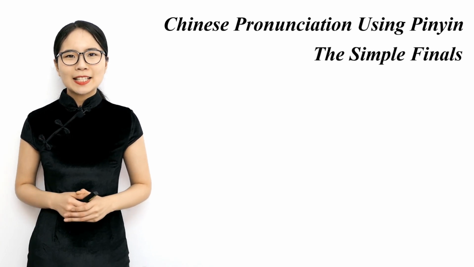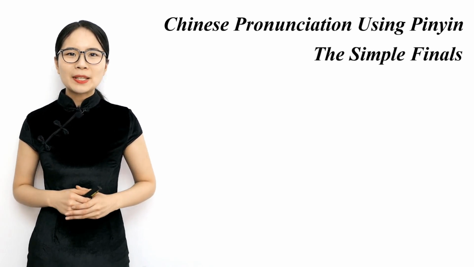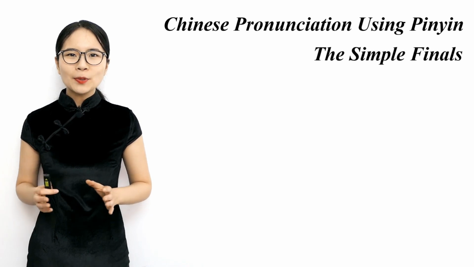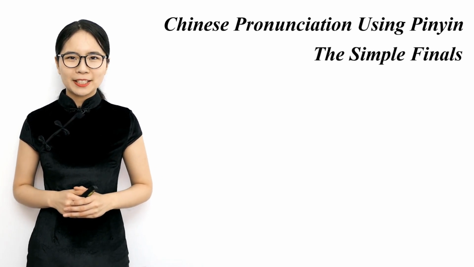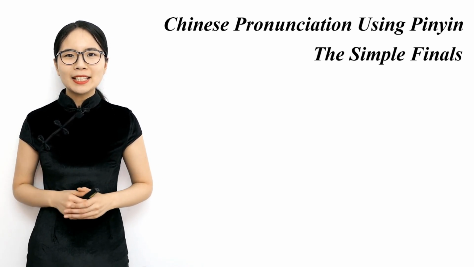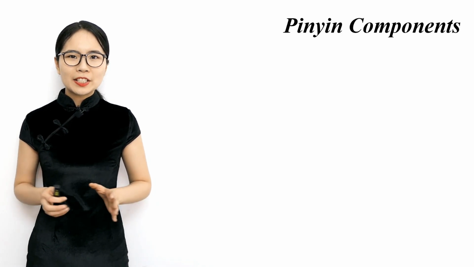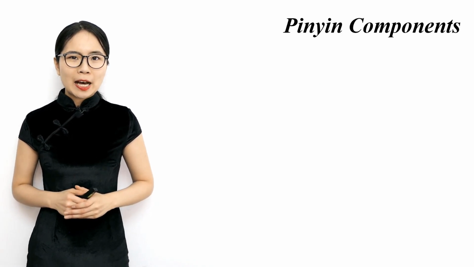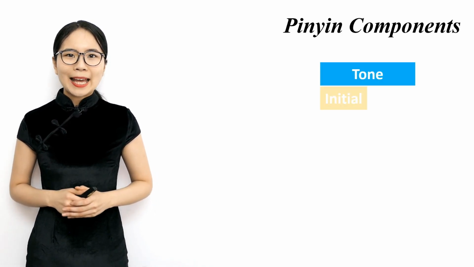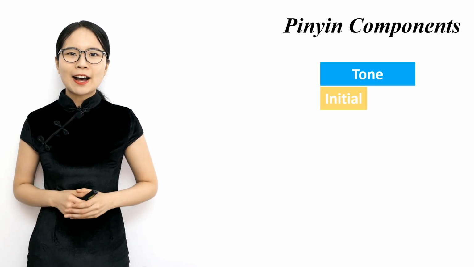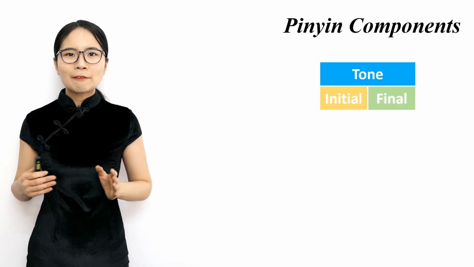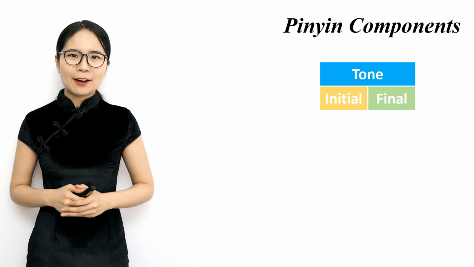In the first lesson, I gave an introduction to Pinyin as well as the components that make up a Pinyin word. If you are new to Pinyin and haven't seen lesson 1, please watch that first. In lesson 1, we learned that a Pinyin word is made up of a tone, an optional initial consonant sound, and a final vowel or vowel plus consonant sound.